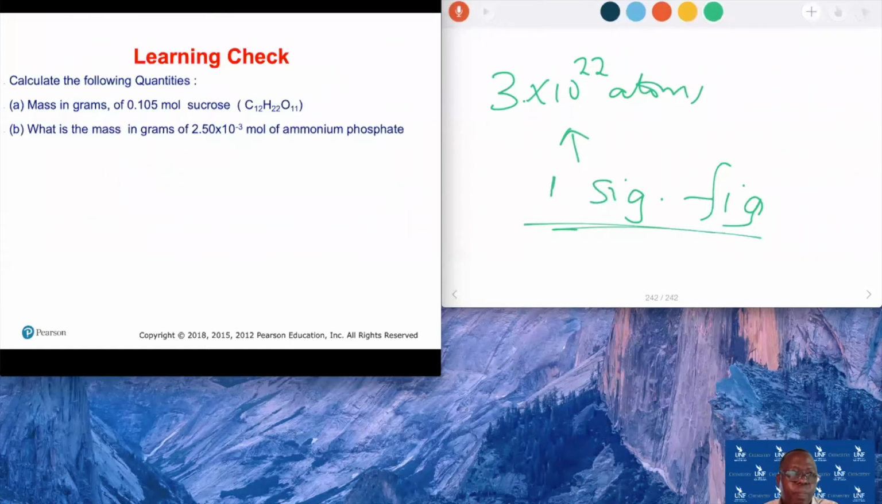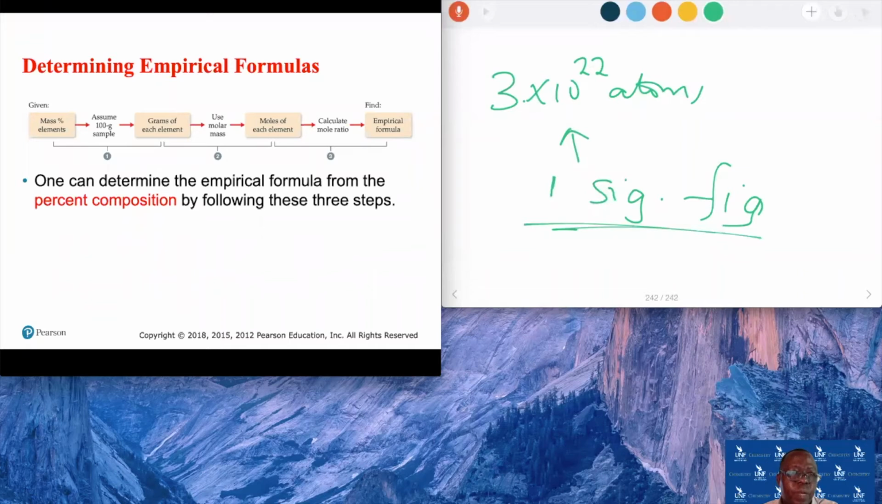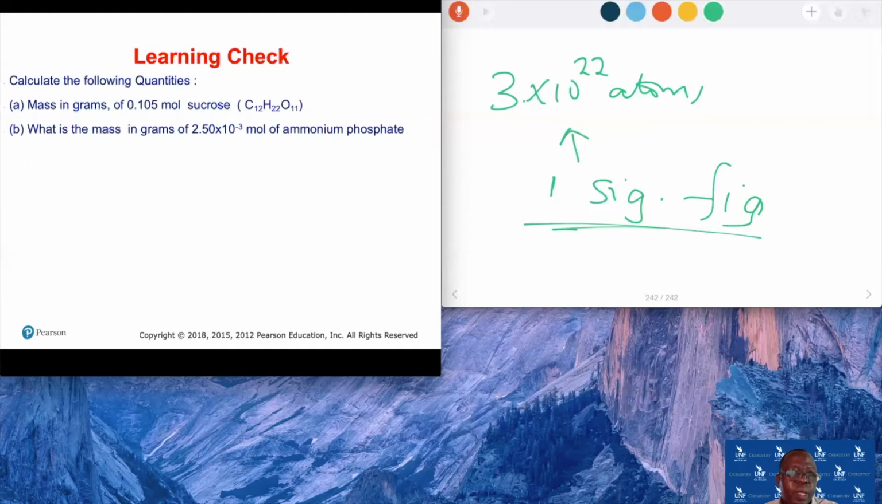I think we will come back to this empirical formula later. Let me just solve this one more example. Before we come back to empirical formulas, let's see this example on converting between moles and grams, or grams to molecules or moles.